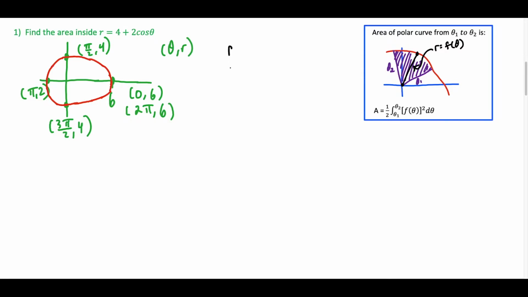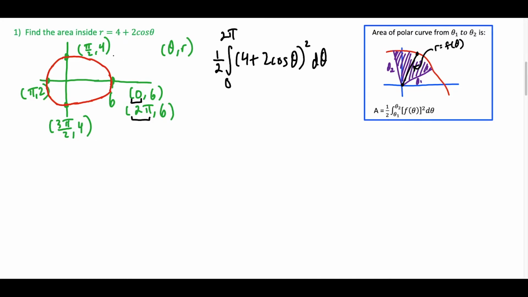So what we need to find is 1/2, and our limits are, the beginning is at 0, the end is at 2 pi, and then our function of theta is 4 plus 2 cosine theta, and that's what's being squared. So we just have to evaluate this integral.